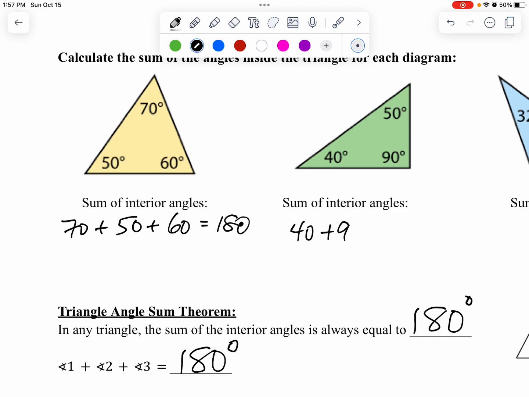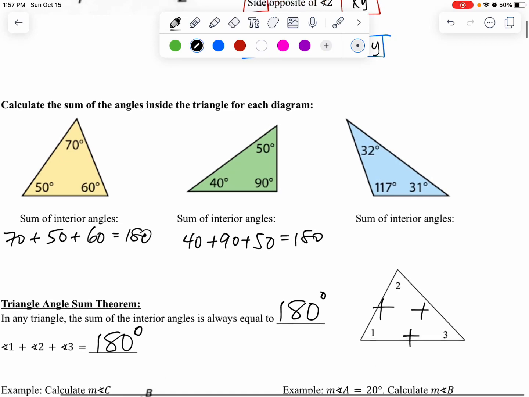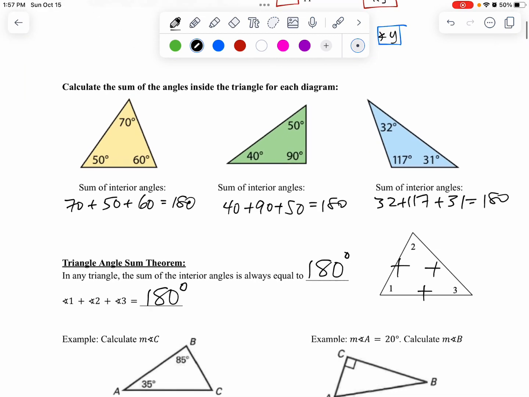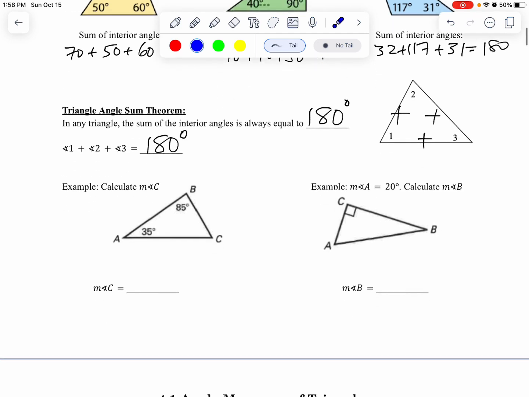40 plus 90 plus 50 also equals 180. That's kind of cool. How about this one? 32 plus 117 plus 31 equals 180. That is the main concept of the day, you guys. The angles in a triangle will always add up to 180 degrees. So let's try a couple.